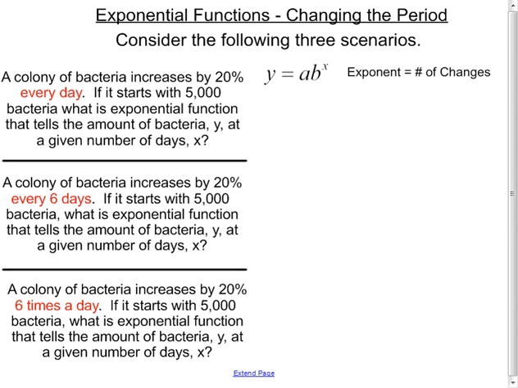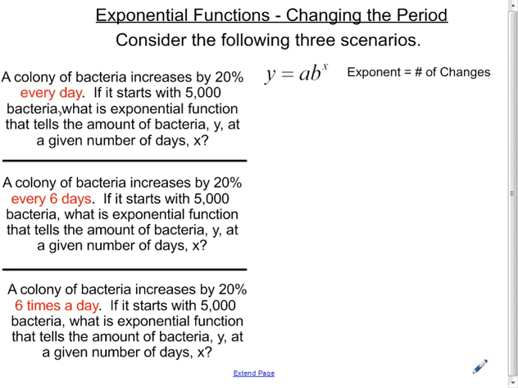If you can keep that in mind, it'll make sense when you write the exponent part of an exponential function, if it's a little bit of a weird exponential function. Okay, so let's take a look at this first problem, where it says a colony of bacteria increases by 20% every day. If it starts with 5,000 bacteria, what is the exponential function that tells the amount of bacteria y at a given number of days x?